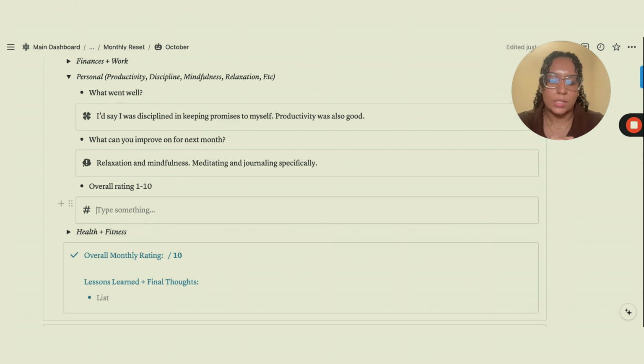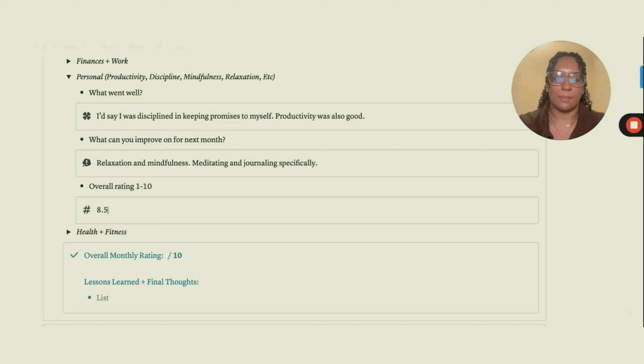Overall rating, 1 to 10. Let's see. I would say this was a good month as well because I was productive and I kept promises to myself. Those are two of my biggest struggles personally, so I would give this like an 8.5.